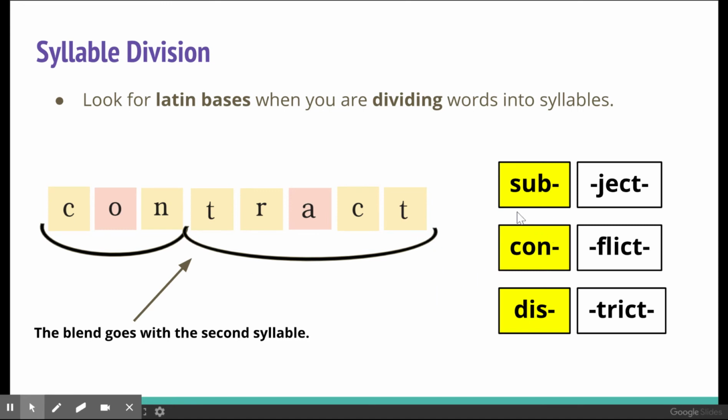We have a few more examples over here. Subject, conflict, district. And you'll notice that the Latin bases have a dash before and after the base, meaning that additional letters may be added before the base or after the base to create a real word.